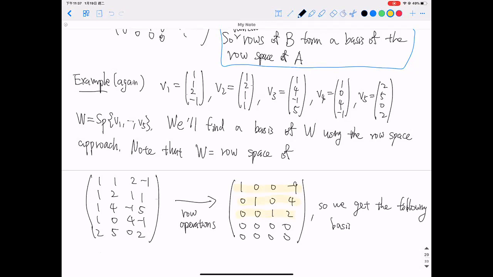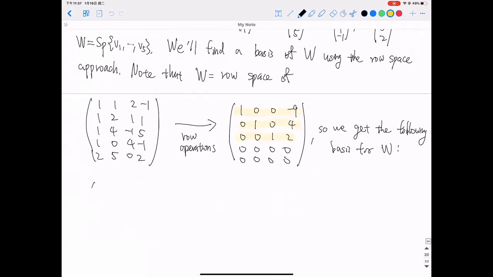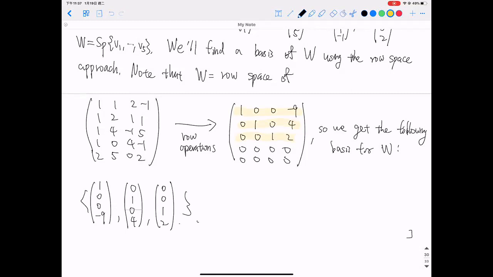We get the following basis for W. One last thing to do before you proceed is that these are row vectors as you see. But when you write your final answer, remember to flip them back to column vectors. Okay, so that's the end of this lecture.